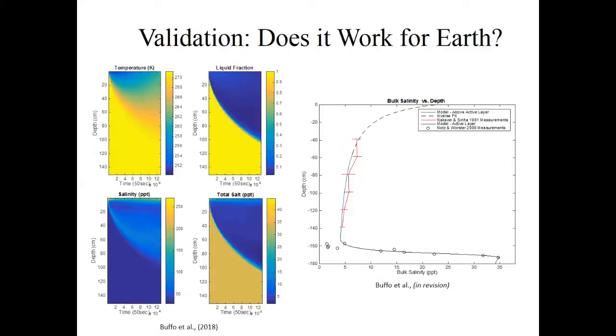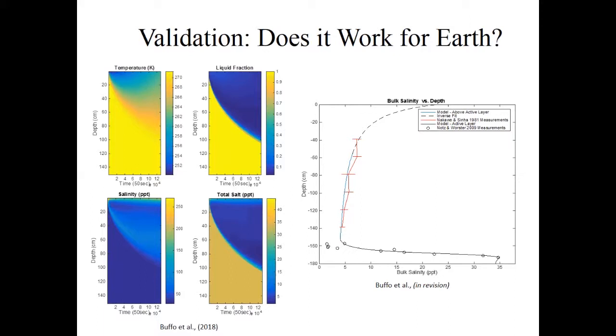So this is basically what we produced. The first thing we did is we wanted to see if the model works, so we're going to compare it to sea ice on Earth. These are basically the profiles that the model can produce. Time is on the x-axis and depth is on the y-axis, and so you get an evolving temperature profile, an evolving liquid fraction profile, salinity, and then the total salt, which is just the liquid fraction times the salinity. At the end of this, you can take a slice of the ice, and it's basically like drilling an ice core, which you would do on sea ice or something in Antarctica.